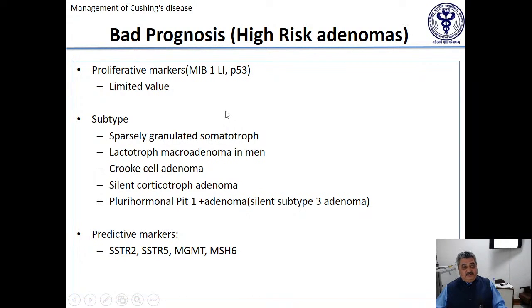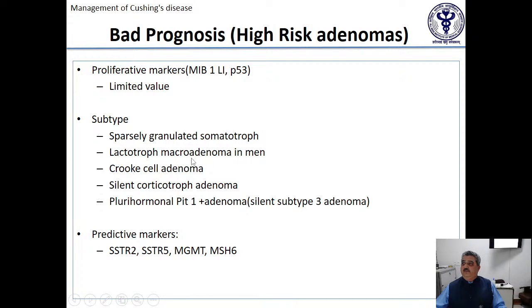Surgery is the best choice. But many times there are examples where tumor recurs, the symptoms are not controlled. So it is very important to classify these pituitary adenoma. Some of the groups have the bad prognosis, whatever treatment you give. So it is important to identify all those groups.